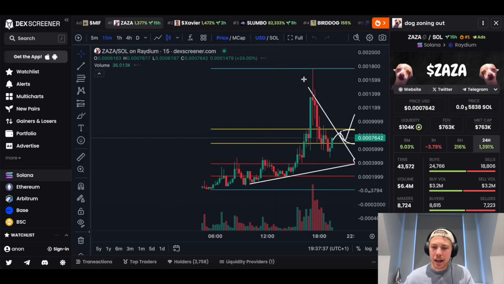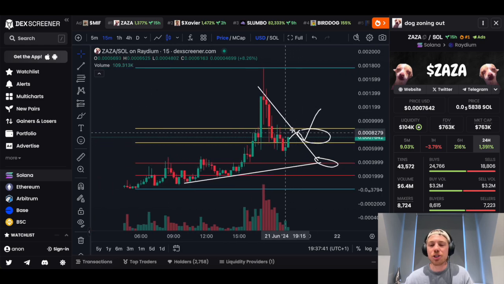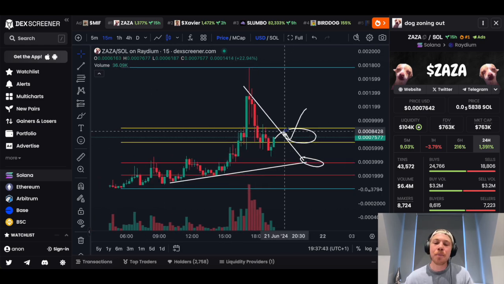Over on the side, as you can see, yeah, it's still ranging here. So this is on a 15-minute chart. So I'd have to sit here and watch this chart for probably the next sort of hour or so to see whether I'm day trading.